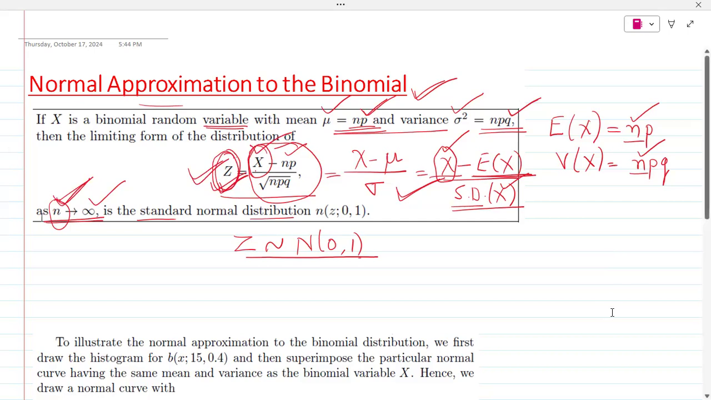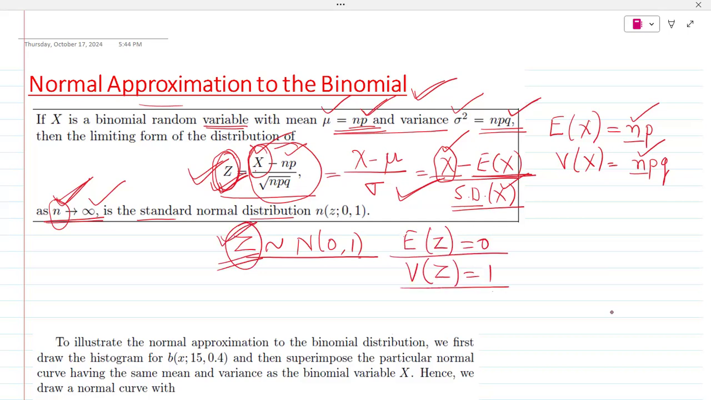Now actually for this z, the expected value of z will be 0, and the variance of z will be 1. Actually this z is nothing but the standard normal variate. Now this result we have already discussed, rather we have proved, during our lectures.